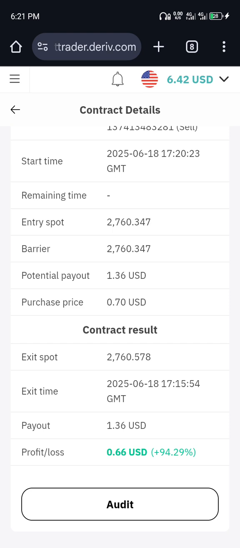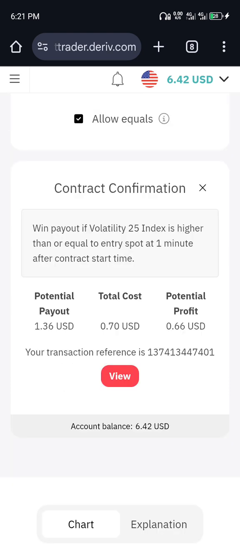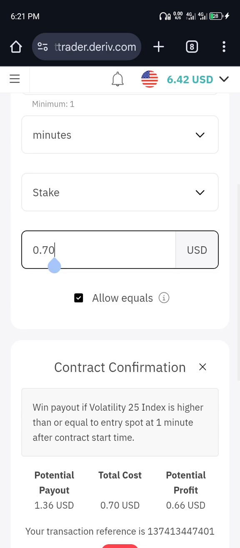That's plus 94.29% profit. And you can see our balance has jumped from $5. We now have $6.42, as we have more than 20-cent increase on top of our capital. We have $6.42. We now return to 35 cents.